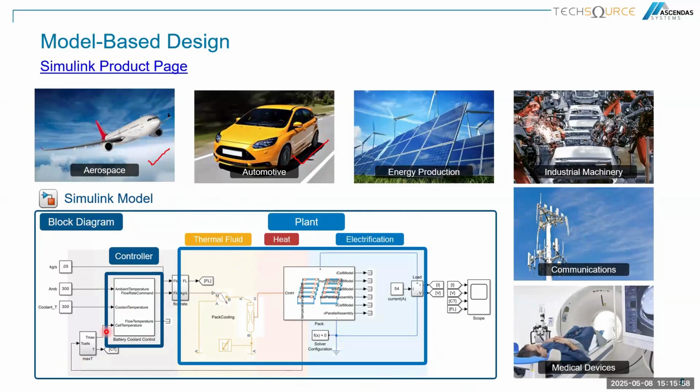Simulink is a development environment for modeling and simulation in multiple domains. In the plant model, we have thermal, fluid, heat, temperatures, and electrification. We can merge them together to create this physical modeling in the plant model.